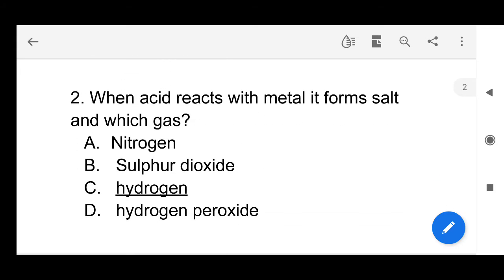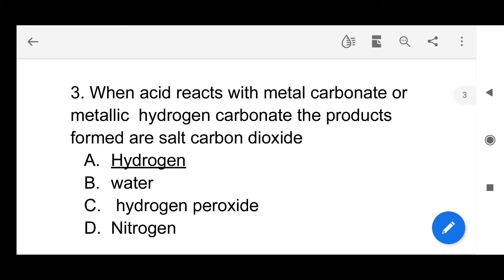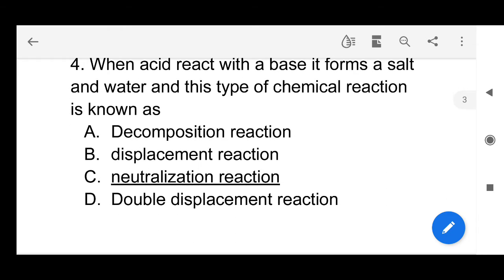When acid reacts with a metal, it forms salts and hydrogen gas. When acid reacts with metal carbonate or metal hydrogen carbonate, salt and carbon dioxide are also produced in this chemical reaction.